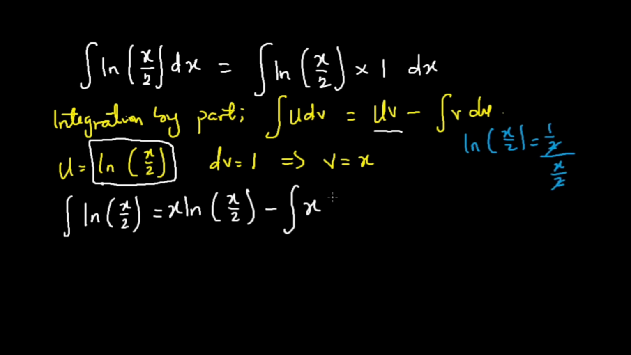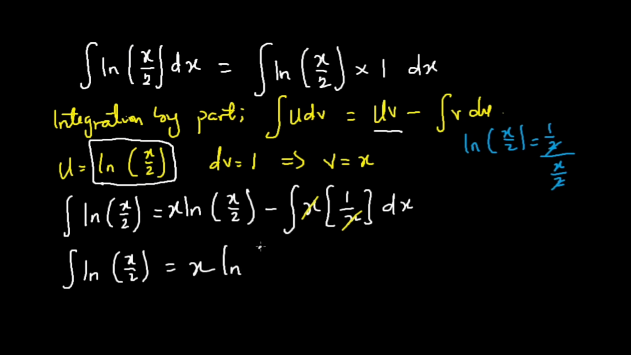So my du will now be 1 over x, right, dx. So you can see that x has cancelled out. It is out, so I'm left with 1 there. So the integral of the ln of x over 2 is x times the ln of x over 2 minus the integral of 1 dx.